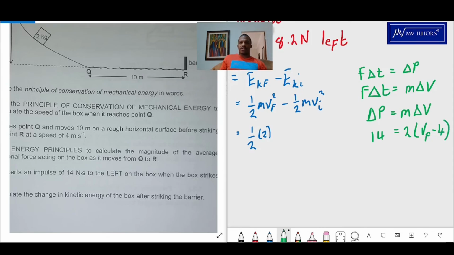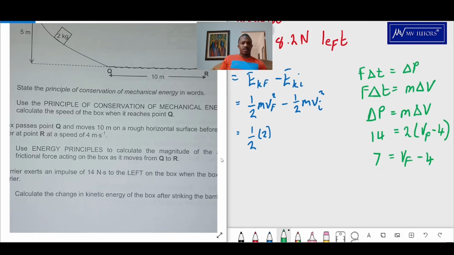Then do some gymnastics. 14 divided by 2, that's 7, is equals to Vf minus 4. If I take minus 4 this side to the other side, okay, now we need to be actually very careful here, because this 14, it said it's 14 to the left, and to the left is actually a negative number because right is positive, right?